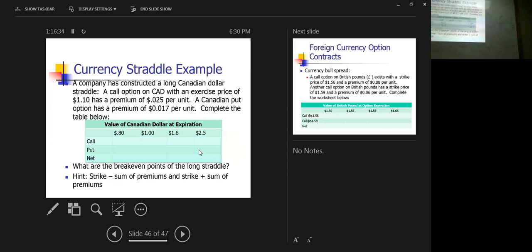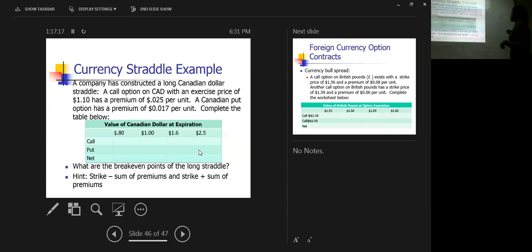Strike plus the sum of the premiums, right? Sorry, just now I made a mistake. Just now I said the call premium alone, but it's the call and put premium. Strike plus sum of premiums is the upper break-even, because if you think about it, you're paying for the call and the put, right? So sorry about that. So upper break-even is strike plus the sum, and lower break-even is strike minus the sum.